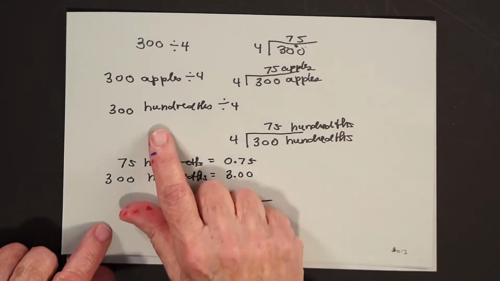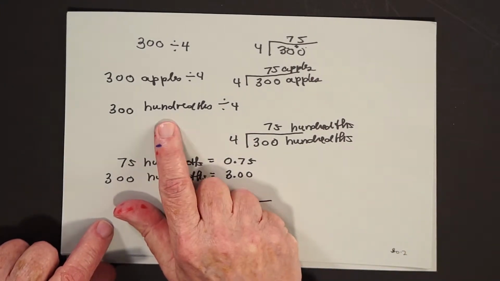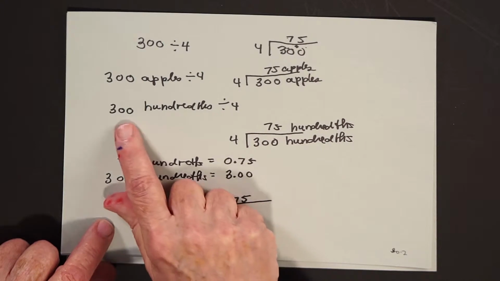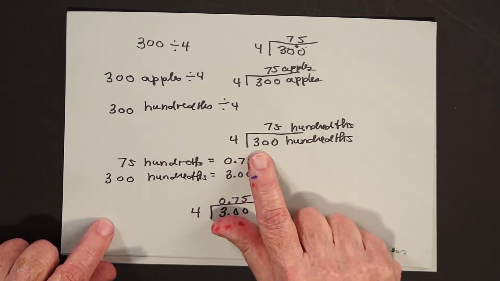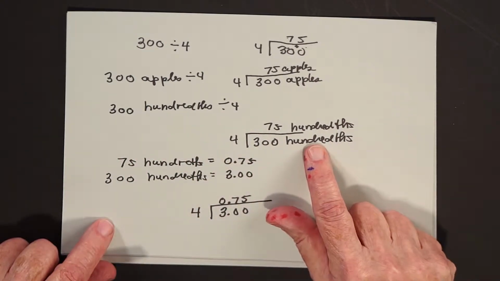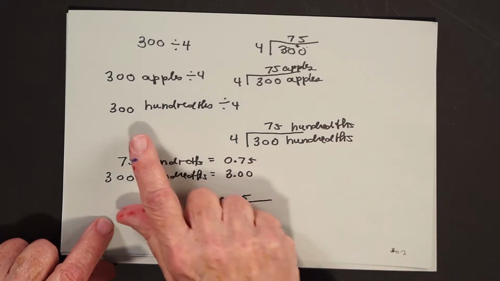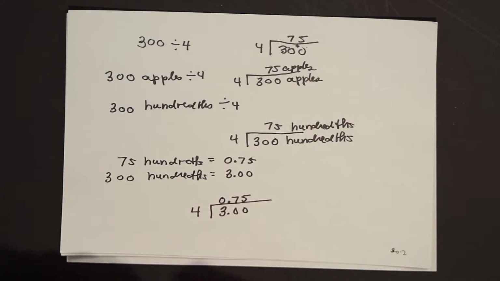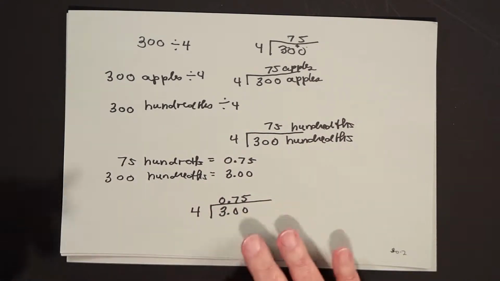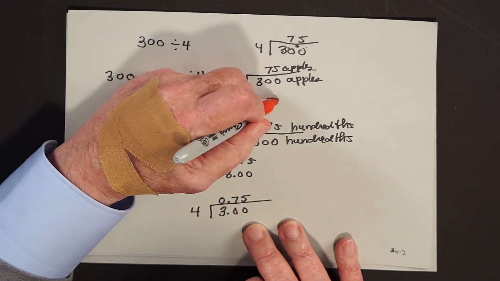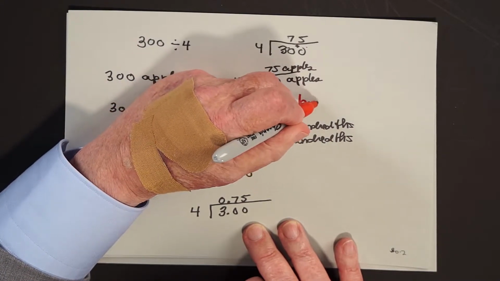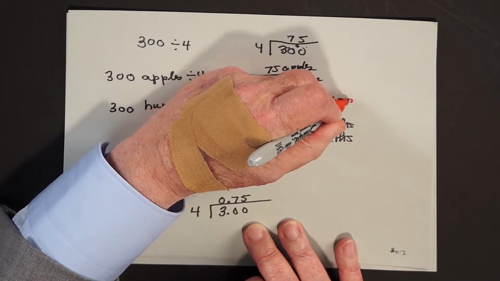Now, what if the noun was hundredths? 300 hundredths divided by 4. You're still going to divide the 300 by the 4, but now the answer is going to be modifying hundredths. So what you're saying is that 300 hundredths divided by 4 is 75 hundredths.